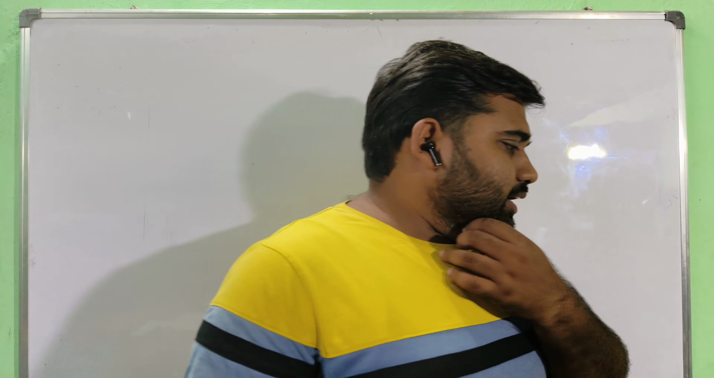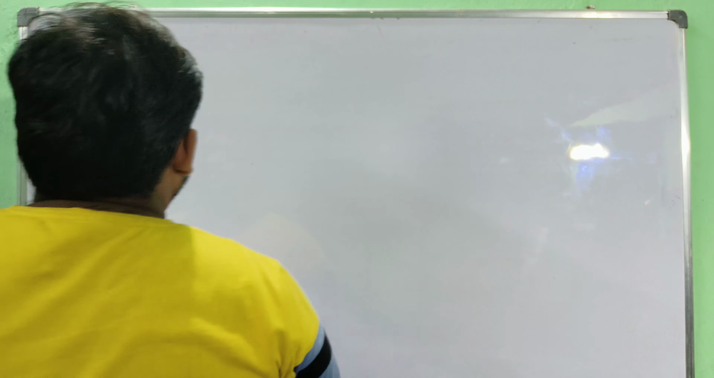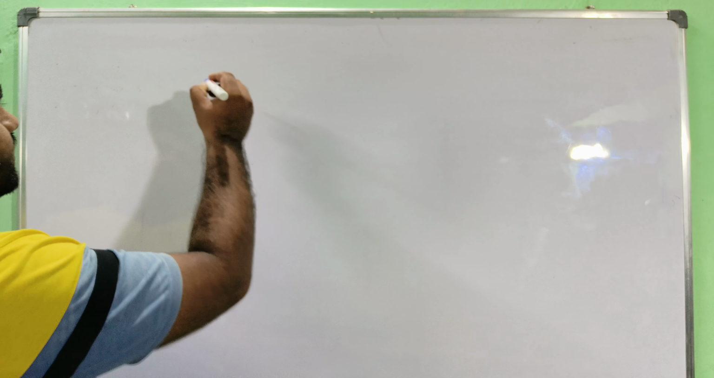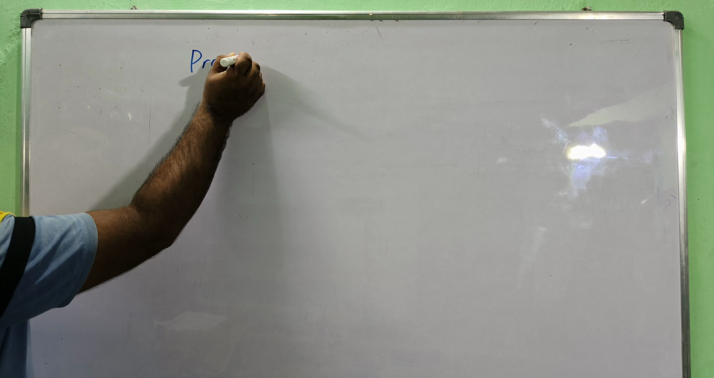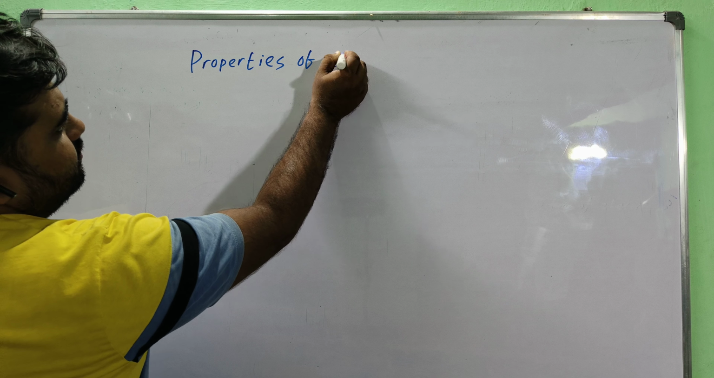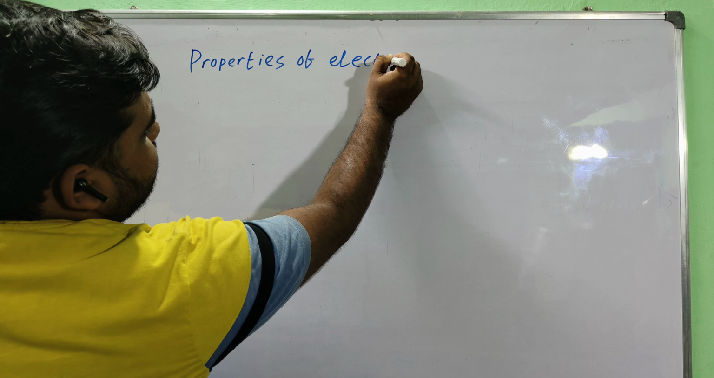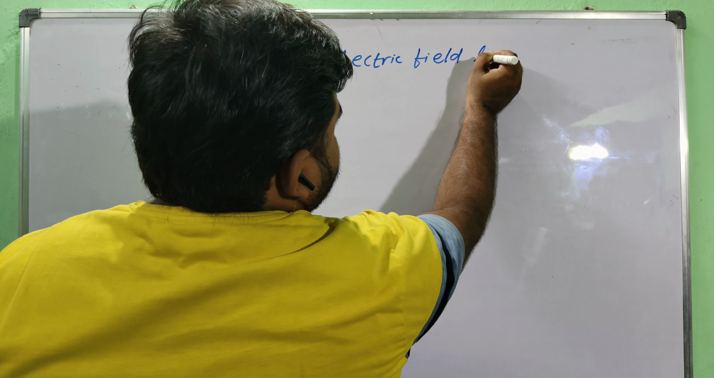So, previously, we had about six or seven properties of electric field lines. And let us now study the next property. What is that? So let us write the heading: properties of electric field lines.